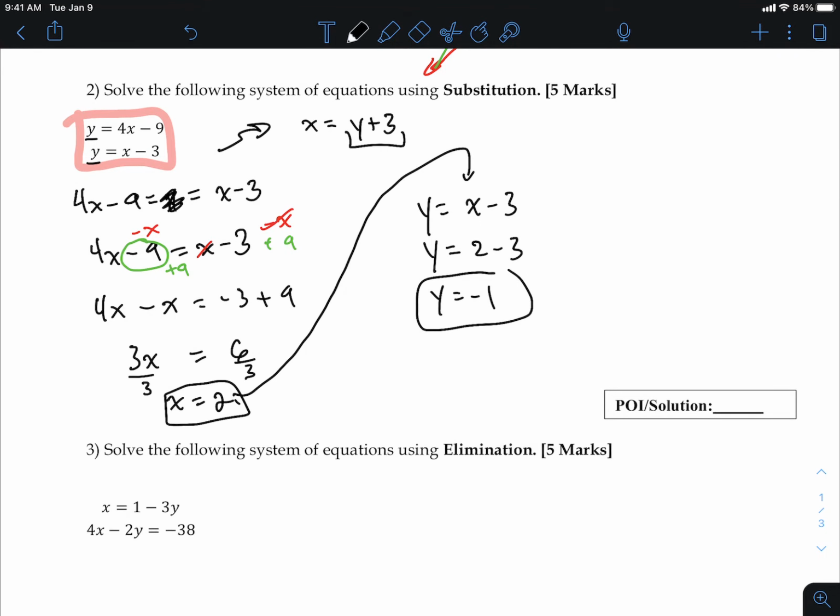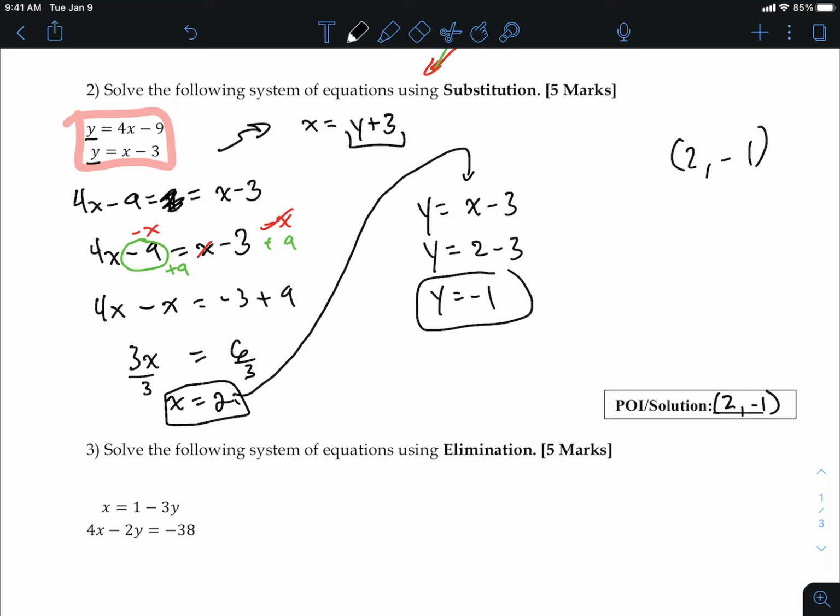Then you just state your point of intersection. You can write that right in the box. That's why I put the box there, just to prompt you so you don't forget. Okay, you're going to write (2, negative 1). Make sure you include the brackets, because anytime you write a point, it doesn't really mean anything until you write it with the brackets. Okay, now it's a point on a graph. Is that okay?